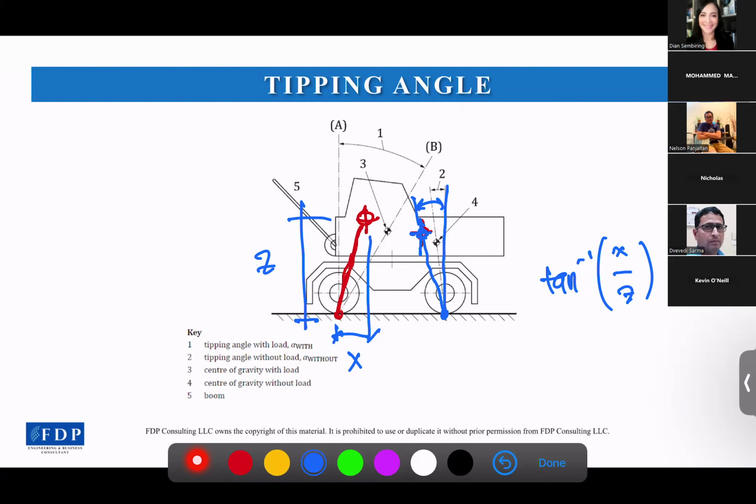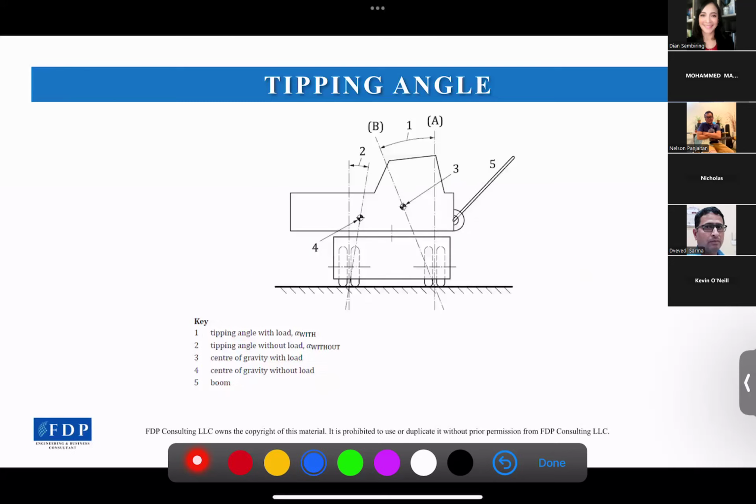But yeah, so that's for the crane with the tire, and that's for the longitudinal section. Besides the longitudinal section, we also have to check the transversal section. We will measure the tipping angle according to where the COG is located and which tipping point is closest to the COG. Same process as the longitudinal section.